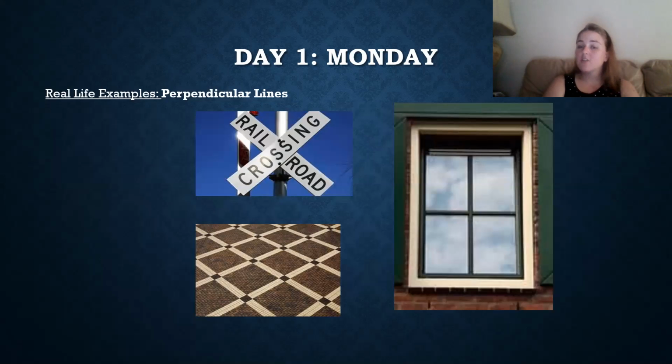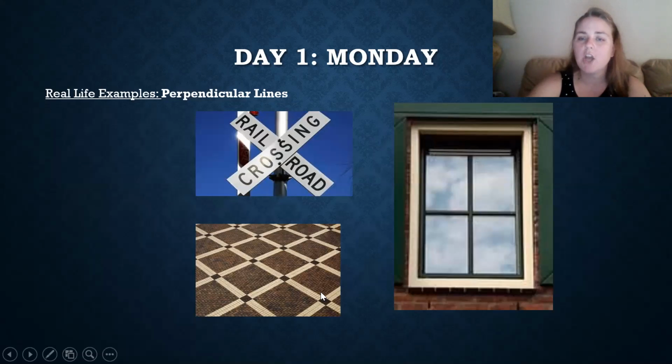All right, perpendicular lines. Remember, they intersect and they create a 90-degree angle. So if I'm looking at the picture of the window, this would be perpendicular lines because they create 90-degree angles. Same thing with these little carpet squares. If you're looking at the lines that go like this, those would be perpendicular because they create a 90-degree angle.